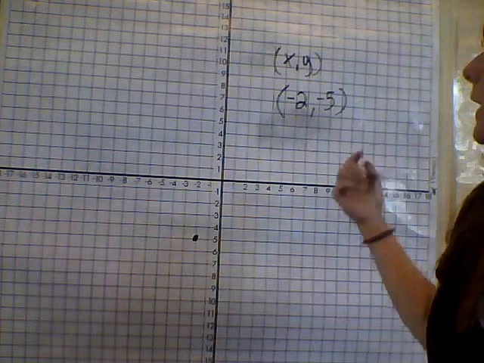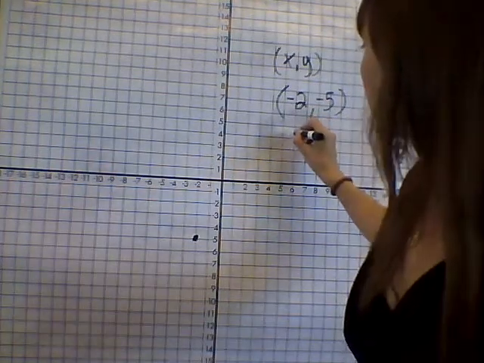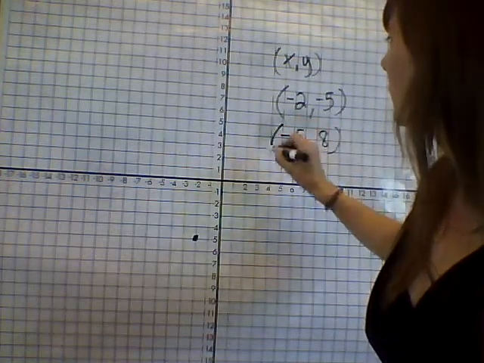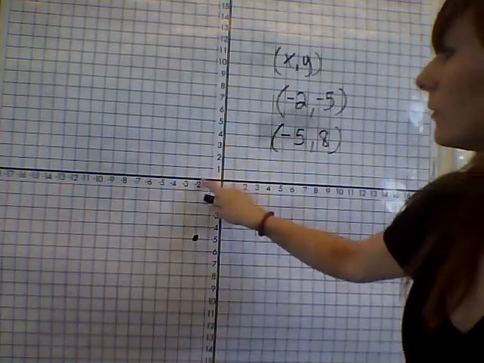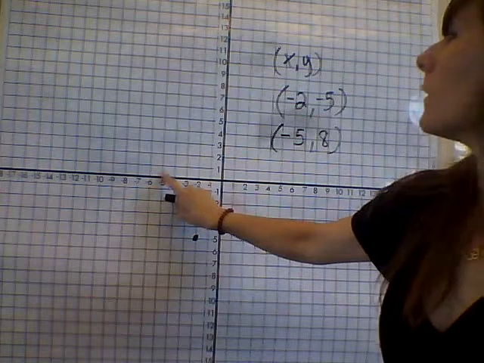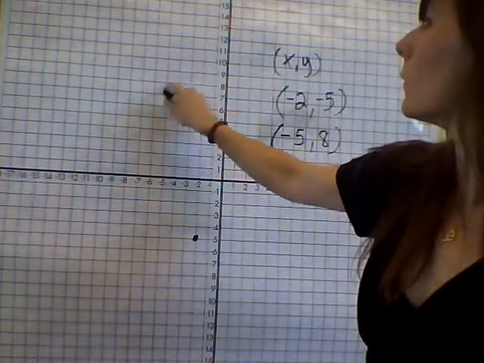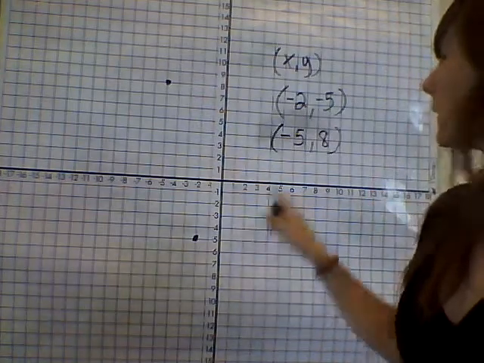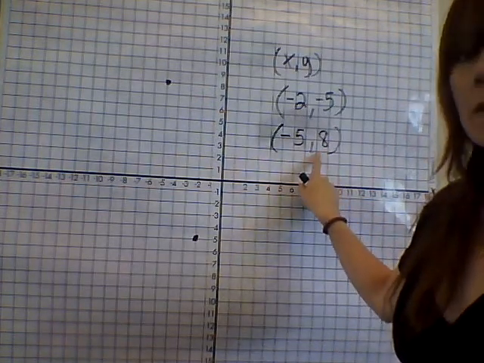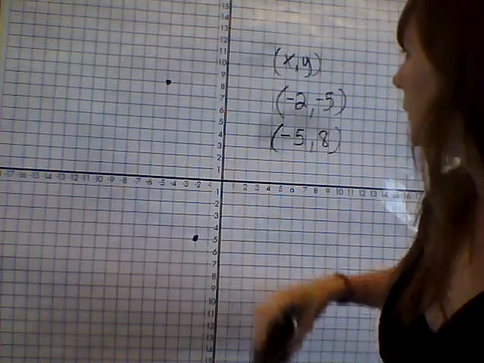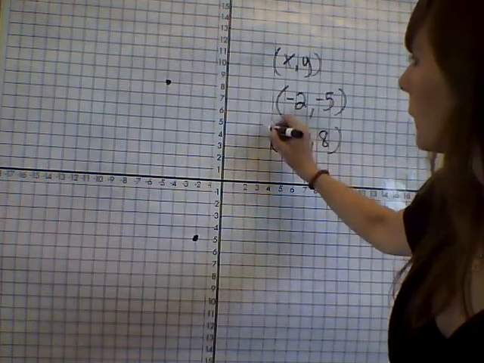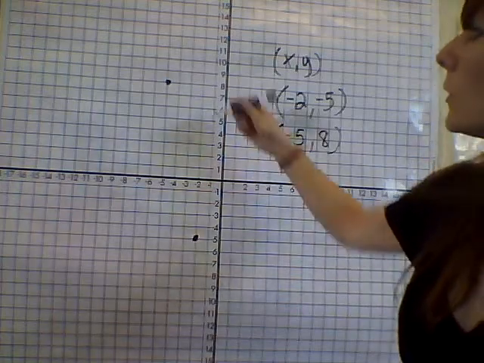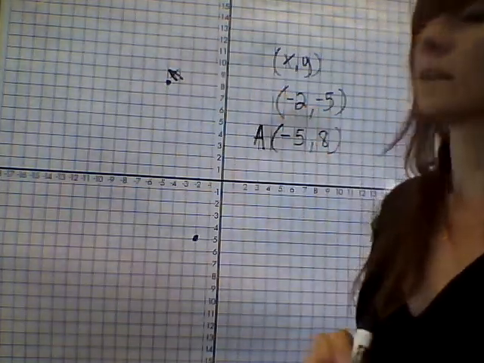If I were to graph -5, 8, I would go to the -5 on the x, and then I would go up 8 on the y. And that's where my coordinate goes, right there. So that's -5, 8. And then if I was given a letter to represent this coordinate, like A, to graph that point and label it, I would put an A right by that point.